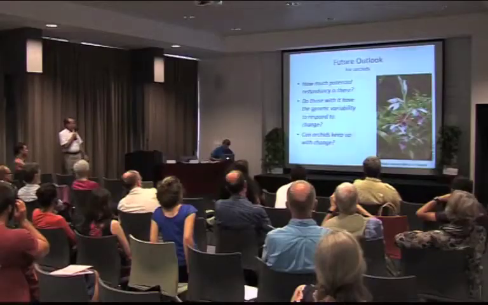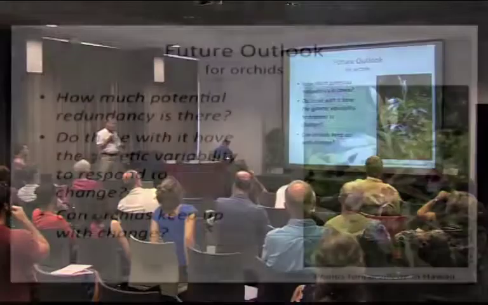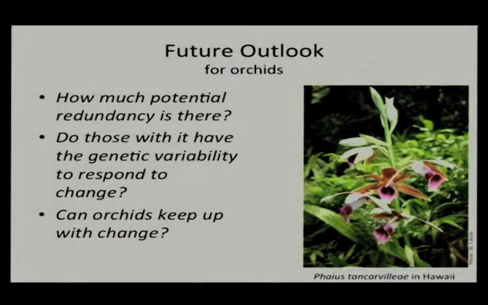So, future outlook. Questions to address is how much potential redundancy is there in the orchid family? And for those species that do have this, do they have the genetic variability to respond to change, to environmental change? And the big question, of course, is whether orchids can keep up with the change that we're seeing in our floras. So with that, that's it.